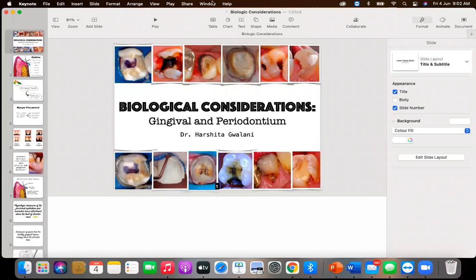All right. Okay. As you can see, the topic of the day is biological considerations. And when I say biological considerations, I mean it can be gingival and periodontium, on the whole periodontium, because periodontium itself includes gingiva, right?